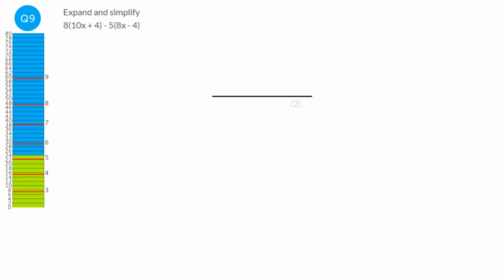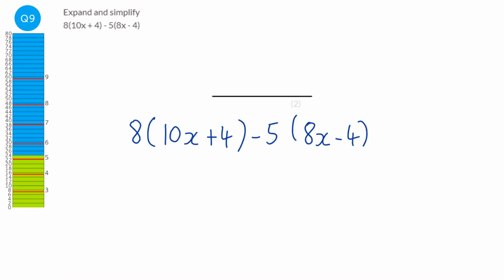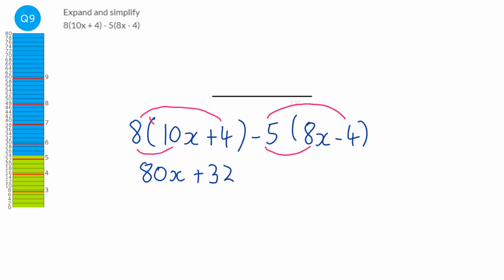I'm just going to write the question out, so we've got a little bit bigger writing to play with here. And it doesn't actually matter which method you expand these brackets with. I'm going to use Smiles and Rainbows, so we multiply the 8 by the 10x, which will make 80x, and multiply the 8 by the 4, which will make 32. Now here we've got a minus 5 on the outside, so we do minus 5 times 8x, which is minus 40x, and minus 5 times minus 4, which is actually plus 20.